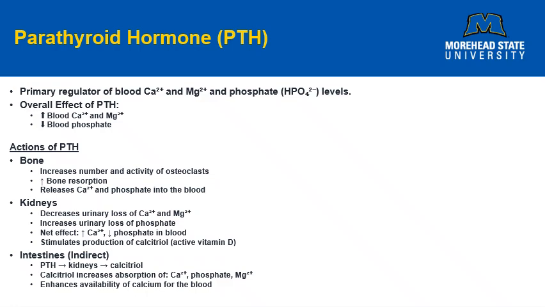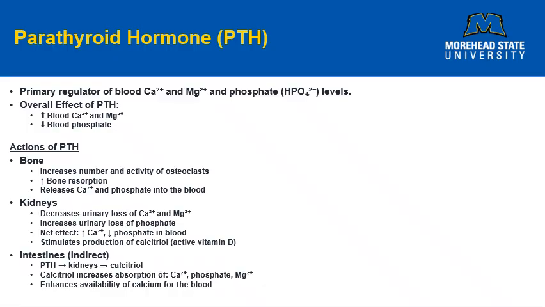Now, the kidneys, as we know, are our little flush out. When PTH is there, it decreases urinary loss of calcium and magnesium, because obviously we need calcium and magnesium in the body. It's why everybody right now is so obsessed with taking magnesium supplements. But it increases urinary loss of phosphate. So the net effect is calcium goes up, phosphate goes down. In the process, it also stimulates active vitamin D. Again, it seems to be a common theme: regulation of calcium.